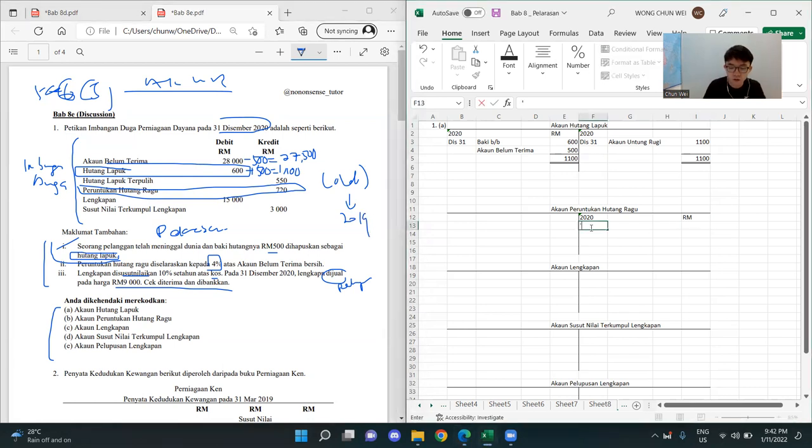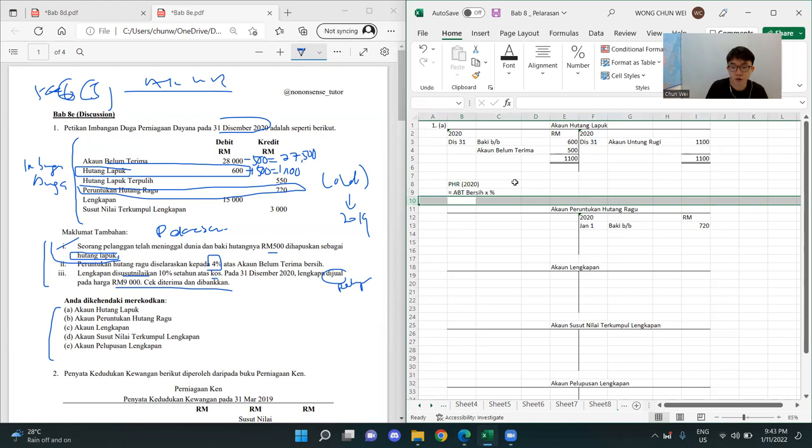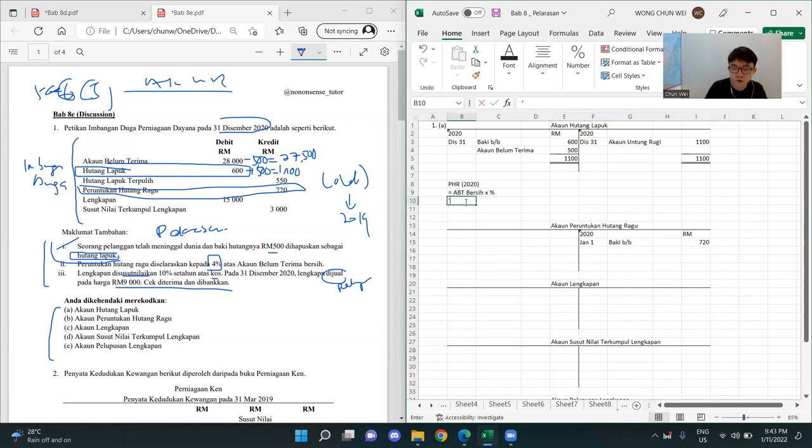So you bring down, becomes January 1. Okay. Baki BB 720. So now we have to calculate what is the PHR for 2020. So PHR 2020. So what is the formula? You're using ABT bersih, account belum terima bersih, times the percentage. So how much? So what is the ABT bersih now? So you're using your ABT, usually it's supposed to be 28,000, but now you have to minus the extra 500.